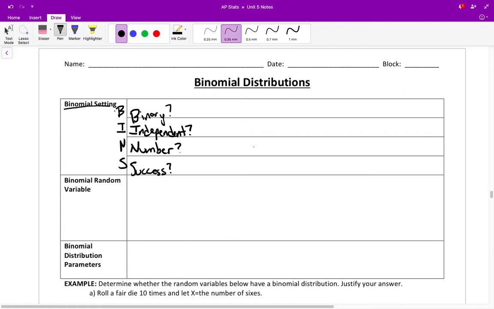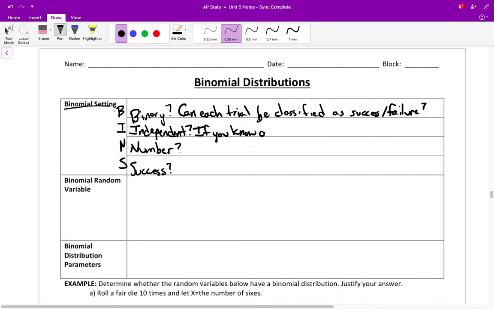So just as a reminder, here's what we're looking at for binary. Basically what that's asking is, can each trial be classified as a success or failure? Second thing, with independent, basically what that's saying is, if you know one outcome, does that influence future results?